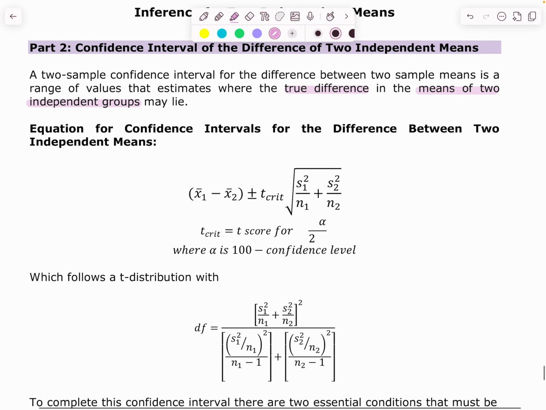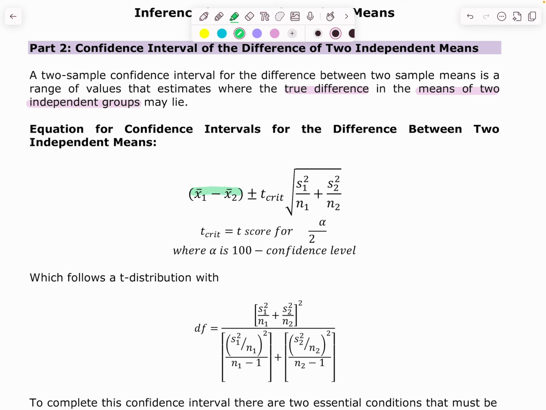The equation for the confidence interval is x bar 1 minus x bar 2. So our point estimate is the difference between these two values, plus and minus a t-crit, which is a t-score for alpha over 2, where alpha is 100 minus the confidence level. Then we multiply that by the standard deviation for the independent means. So that's the sample variance of group 1 over N1 plus the sample variance of group 2 over N2.